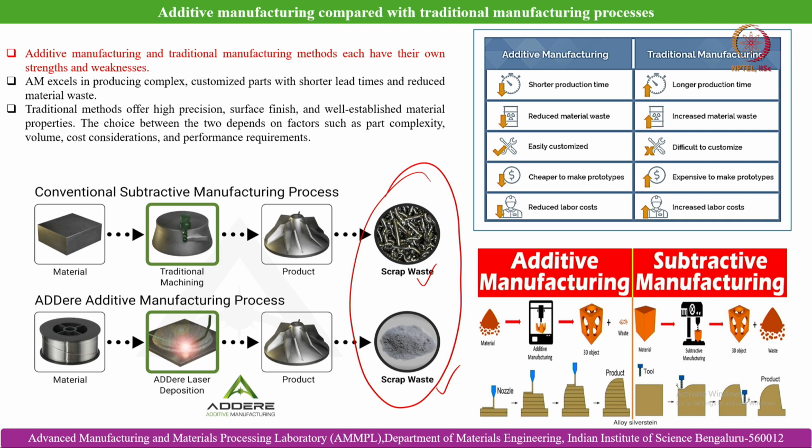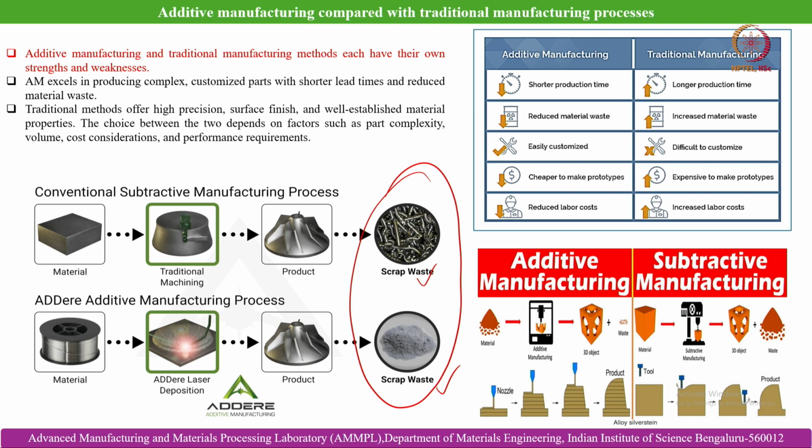So, here we compare the additive and subtractive manufacturing routes in terms of lead time, production time. So, of course, additive has a shorter production time, reduced material wastage, it can be easily customizable, and it can be cheaper to make prototypes, and it can also cause reduced labor cost, because most of the additive processes can be automated with much effectiveness. So, these are the benefits associated with additive processes.